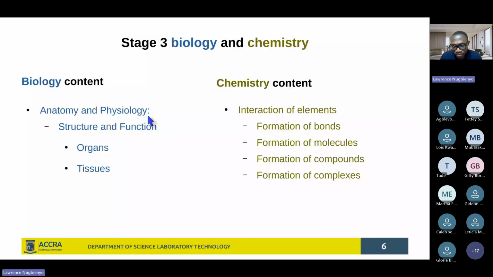So you take a specific organ, like say the heart, then you begin to look at the structure of the heart. That's when you draw the heart, you start looking at the various chambers, the atria, the ventricles, the veins and the arteries that are connected to it, the valves, and the tissues that make up this organ.